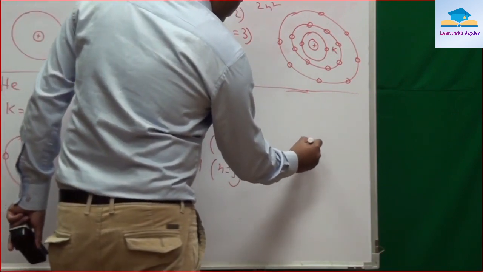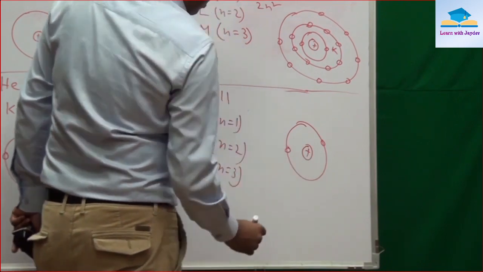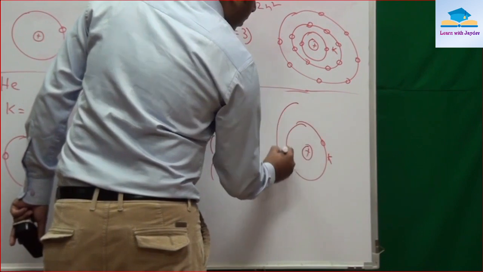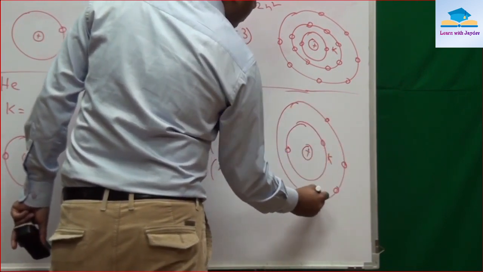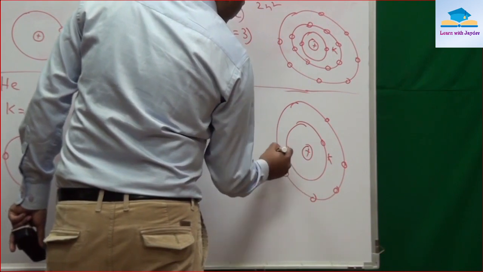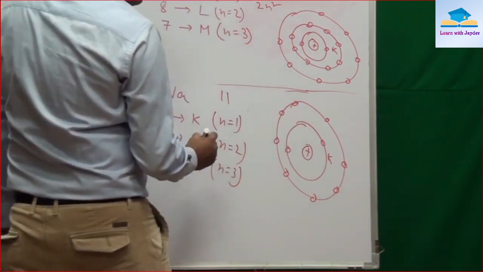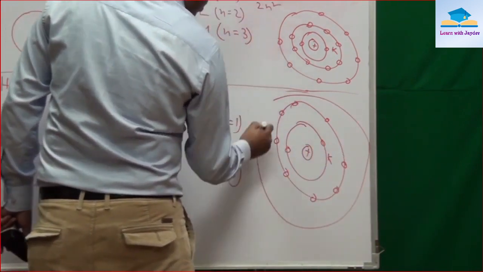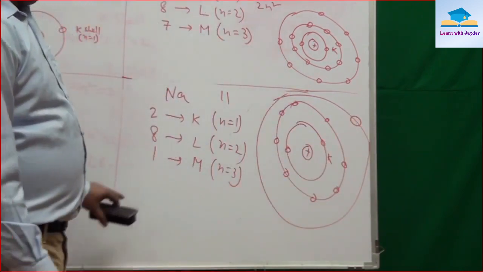At the center there is the nucleus, then the first 2 electrons will be distributed in the K cell. 8 electrons will be accommodated in the L cell, and 1 electron will be there in the M cell.